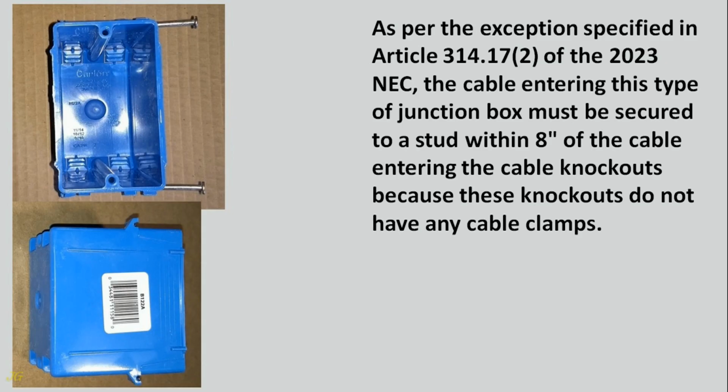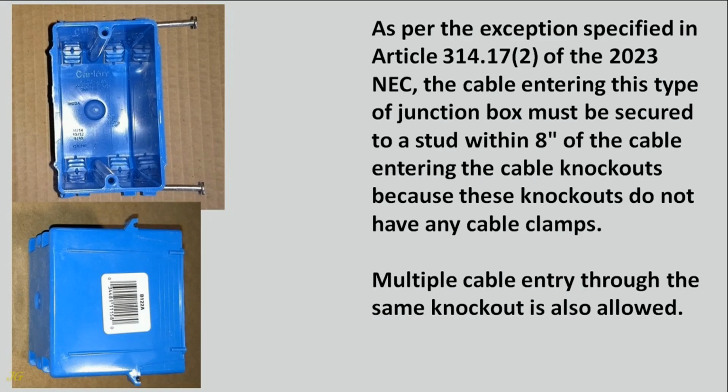As per the exception specified in Article 314.17(C) of the 2023 NEC, the cable entering this type of junction box must be secured to a stud within 8 inches of the cable entering the cable knockouts because these knockouts do not have any cable clamps. Multiple cable entry through the same knockout is also allowed.